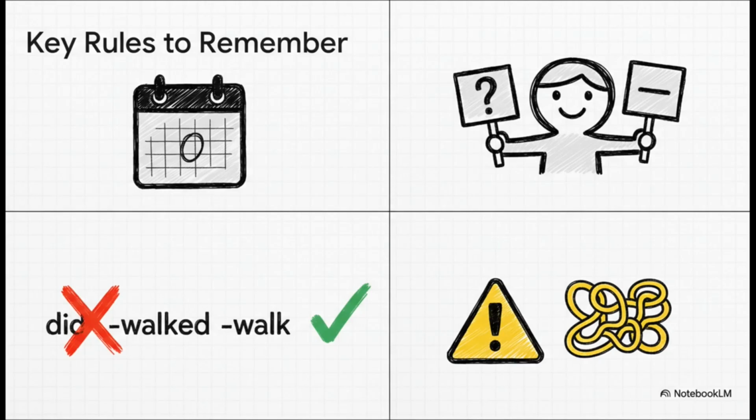Number 3, and please remember this one. After did or didn't, the main verb goes back to its original base form. It is never I didn't went. It is always I didn't go. And finally, number 4, you just have to be on the lookout for those sneaky, irregular verbs.